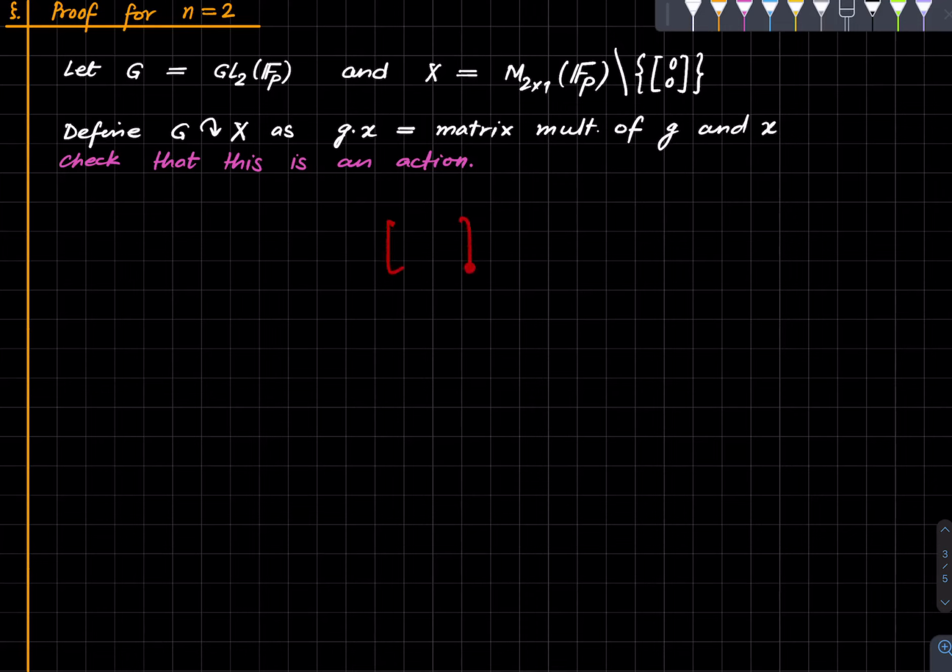So g is a 2 cross 2 matrix and x is a 2 cross 1 matrix. So it makes sense to multiply the two things. So that's what g dot x is, and one should check that this is indeed an action. The point is that since g is invertible, g dot x cannot fall outside X. x is a non-zero vector, and since g is invertible, this is also a non-zero vector. So that's why this is an action. And the key point is that this action is transitive.